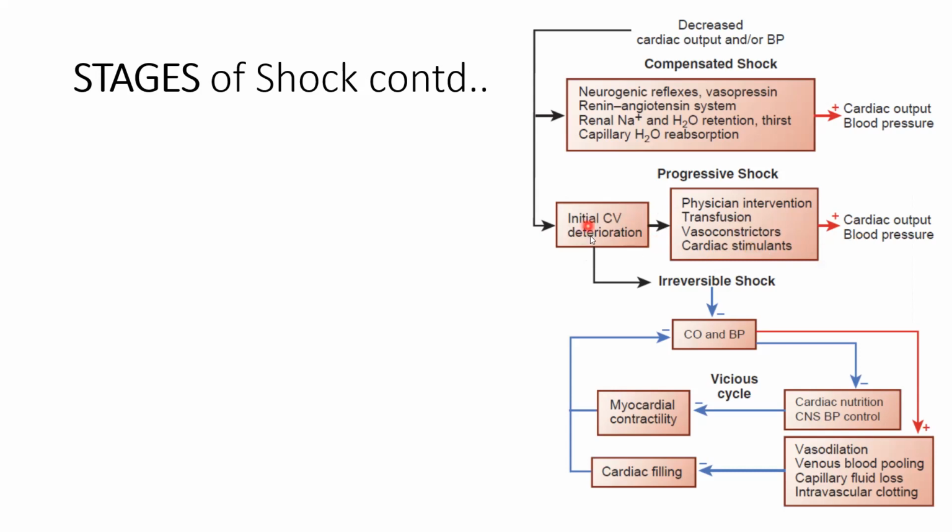However, if the initial insult was too much and the person actually came to you in an irreversible shock stage, then that's one thing. Or if it was manageable but it was not managed properly, then again both fates are irreversible shock, and you just cannot control your cardiac output and the plummeting blood pressure, which basically leads to a vicious cycle, which is called the irreversible shock.